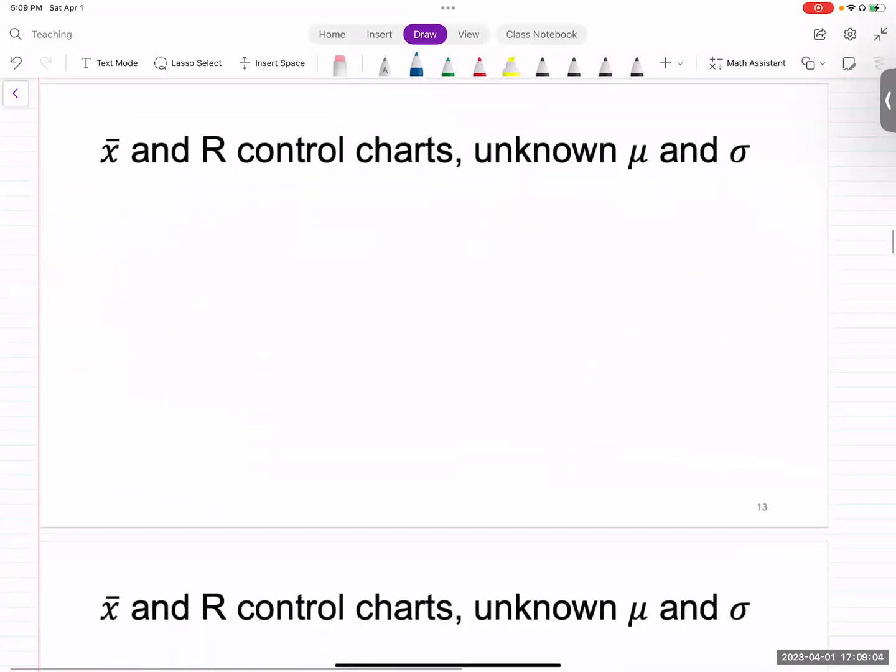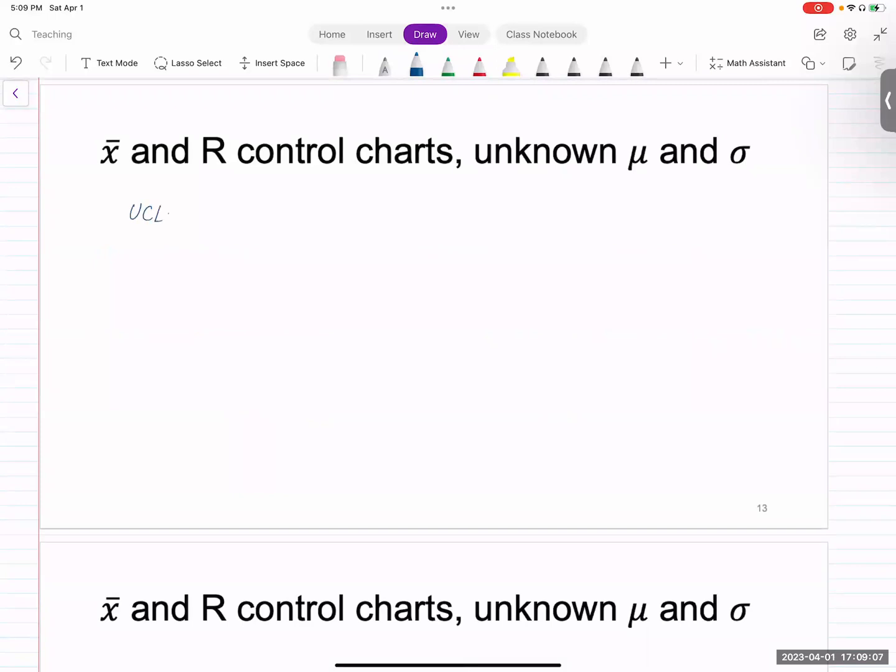So returning, you have UCL equals mu of x bar plus 3 sigma of x bar, which is equal to x double bar plus 3 r bar divided by d2 times square root of n. Center line is mu of x bar, which is simply x double bar, and LCL is mu of x bar minus 3 sigma x bar, which is x double bar minus 3 r bar divided by d2 over square root of n.